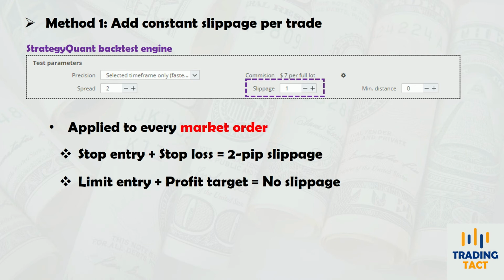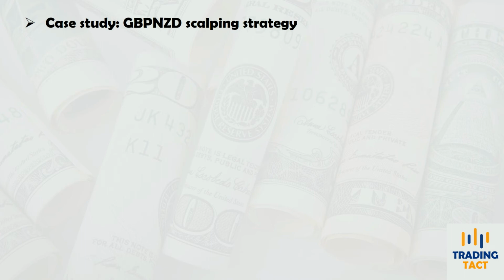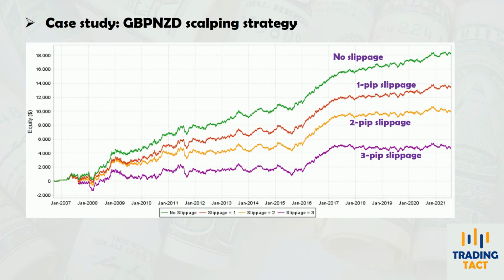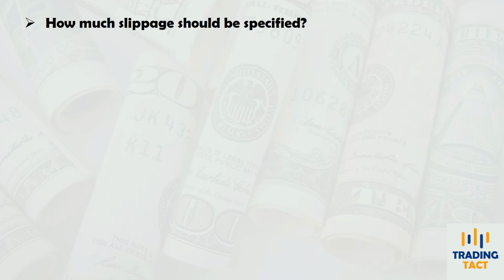To demonstrate the effects of slippage, I will use a pound kiwi scalping strategy for the rest of this video. Here's how it backtests with a 2-pip spread and no slippage. After adding a constant slippage per trade, here's how the equity curves compare. Even a modest 2-pip slippage is enough to halve the strategy's profit. So how much slippage should you specify per trade? This depends on your strategy and market.